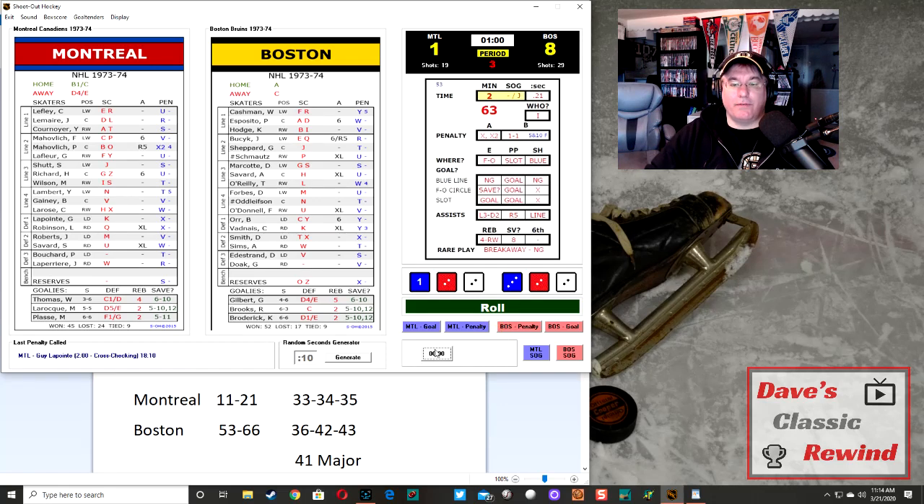So we got 1 minute left. We remember on power plays, you get 2 rolls in a power play, and it's considered a minute each. So we're just going to bring this down to the last minute of play. We're going to roll the dice. Boston's on the power play. So this is now 43-66. It's a 34. It's another penalty on Montreal late in the game. So let's see who the penalty is on.